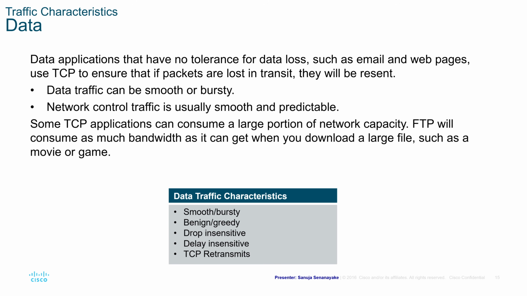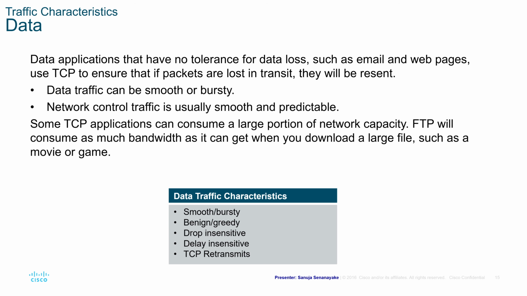So data applications have no tolerance for data loss. However, because we are using TCP, which allows us to make sure the transmission is good, because it is a reliable transmission. Data traffic can be smooth or bursty, as I mentioned before. Network control traffic is usually smooth and predictable. Some TCP applications can consume a large portion of network capacity.